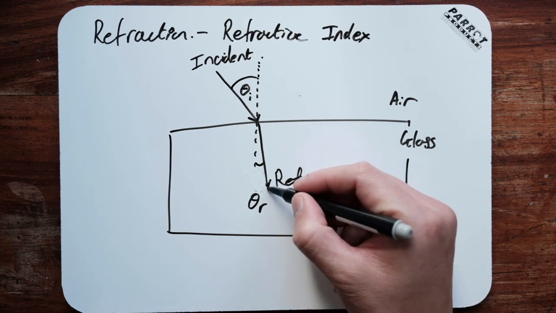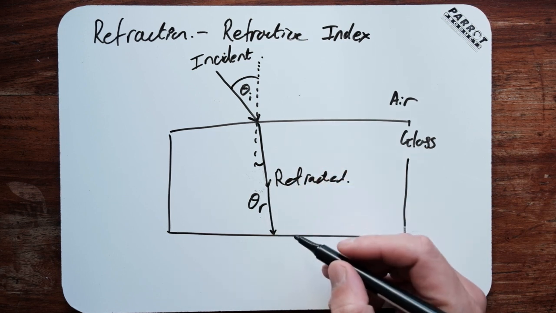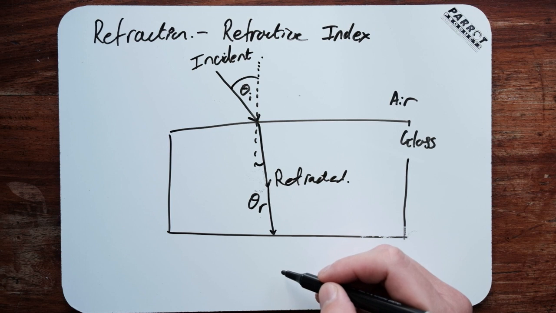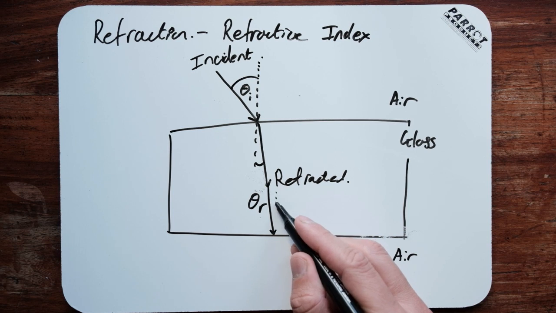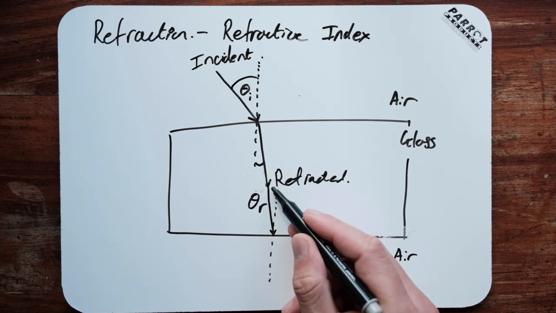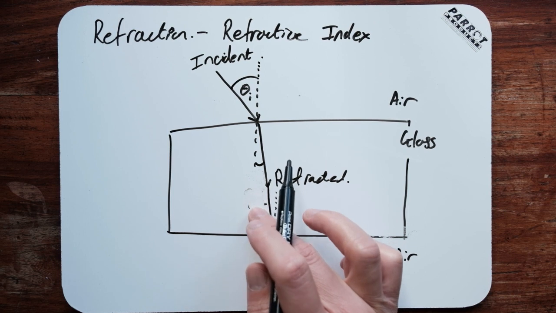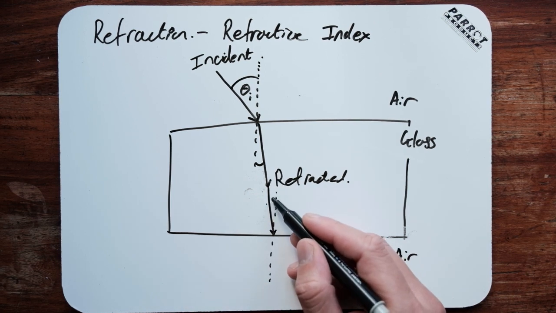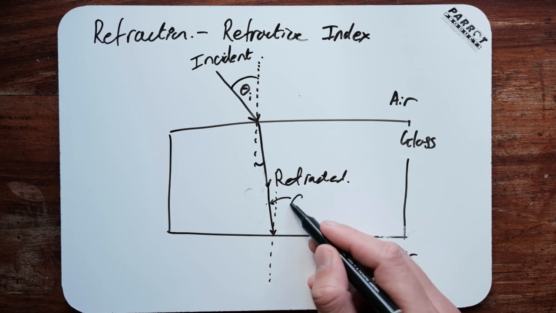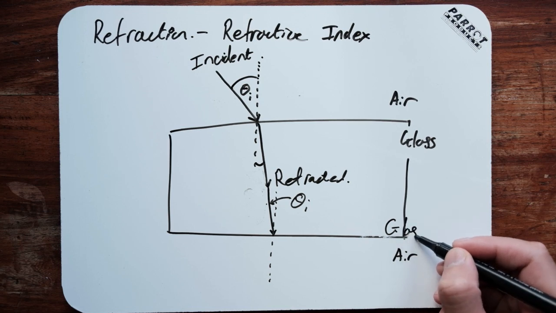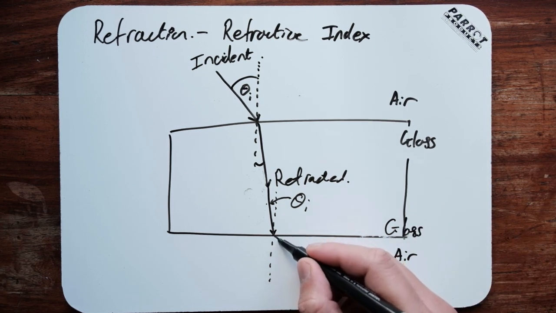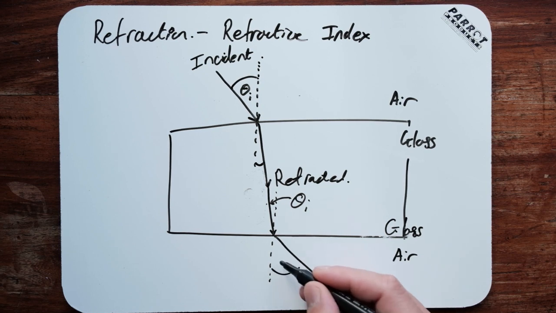So that means our refracted ray will then be incident again on another surface, an air-glass interface again. So at this point, we have now another angle of incidence. But now this is going to go from glass to air. That means our light will be refracted once again.